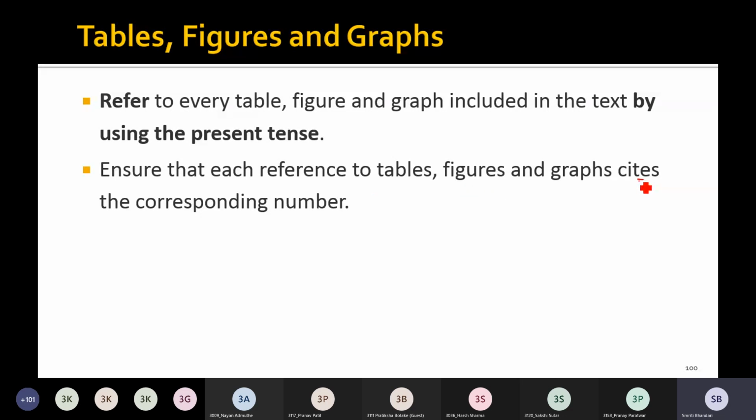Okay, now let us proceed with the next comment. Ensure that each reference to table, figure and graph cites the corresponding number. So already I have talked about this. Every table, figure, graph needs to be referred to in the text with the corresponding number associated with that table, figure and graph.